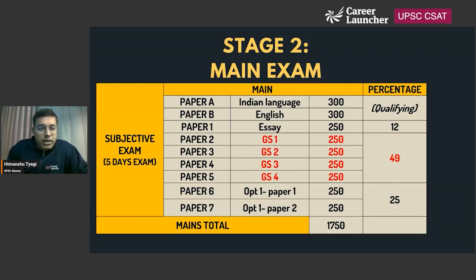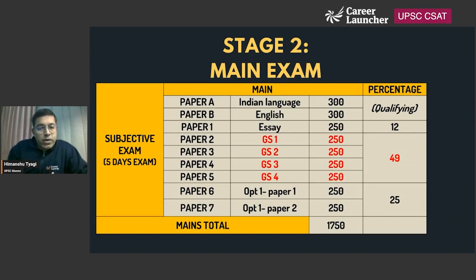The optional paper pattern is a little different. Here also you have roughly 20 questions, but some of the questions also have subparts, so you have to solve a larger number of questions in the optional exam paper. Now these 7 papers comprise 1750 marks. Based on your total score out of these 7 papers, you will get the call for the personality test, which in general language we call the UPSC interview.